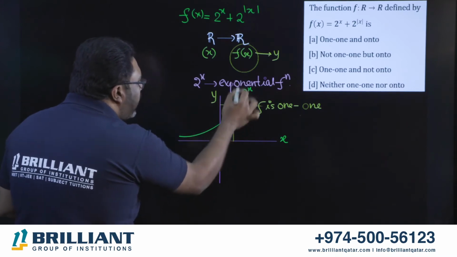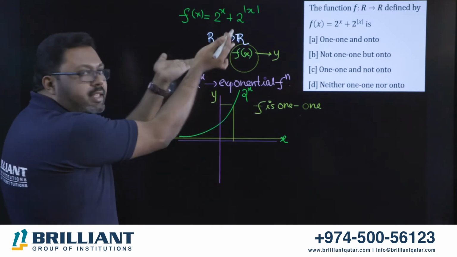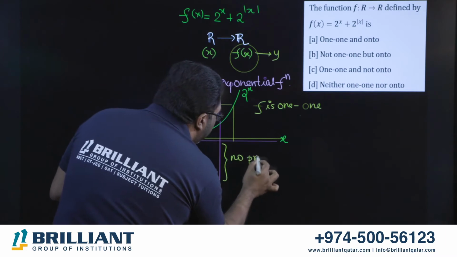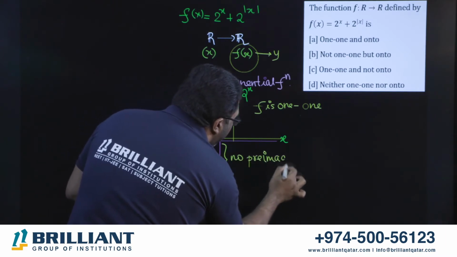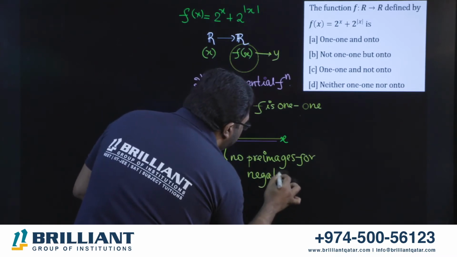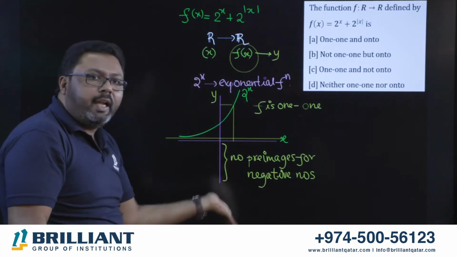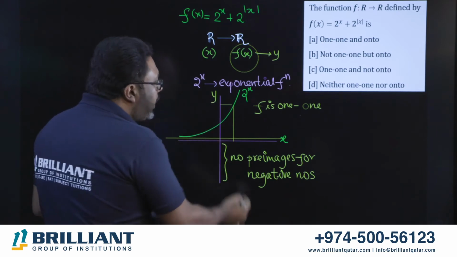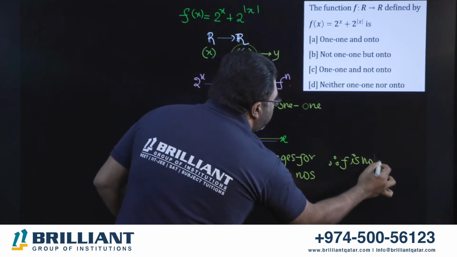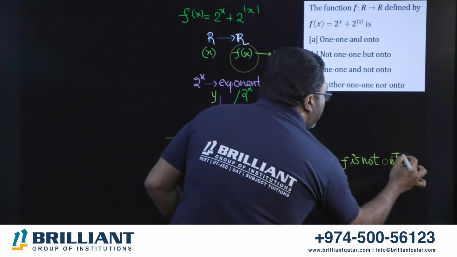Can you see this graph over here? This graph is staying above the x-axis. So you don't have pre-images for negative real numbers. If you use the traditional method, it is very difficult to find an answer for this. No pre-images for negative real numbers, so it is not onto. Therefore, f is not onto. Yes or no, my dear students? Yes, f is not onto.